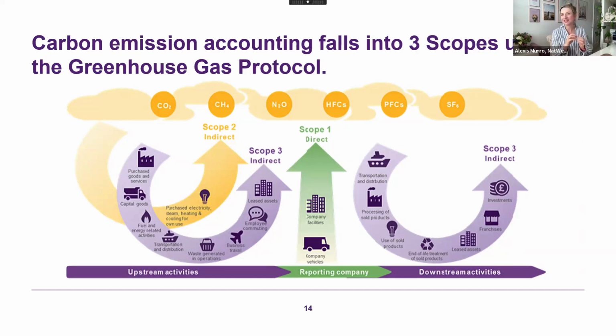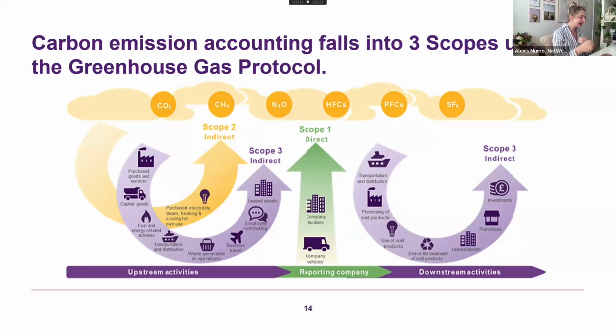Because you and your organization, you're not burning the fuel directly to create that energy. You're just consuming the outputs of that. You're consuming the electricity or the heat or the cold air. So that falls into scope 2. We've then got scope 3, which is everything else. Everything else is included in scope 3.